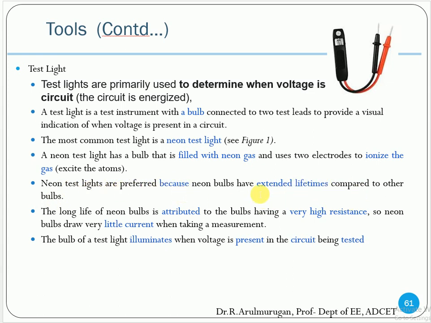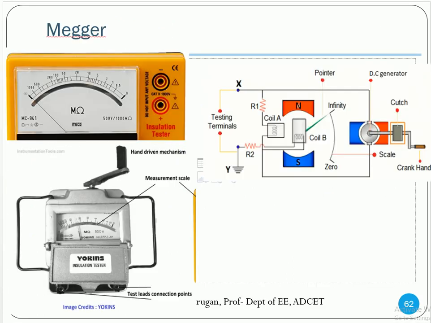Okay, extended lifetime is good. And then the neon bulb is okay, attributed to the bulb having very high resistance, so it can withstand it, and a little current is enough. Okay, good about that one, it is used for lighting, illuminations, illustrations, and it is present in circuits. And further, what about the megger?